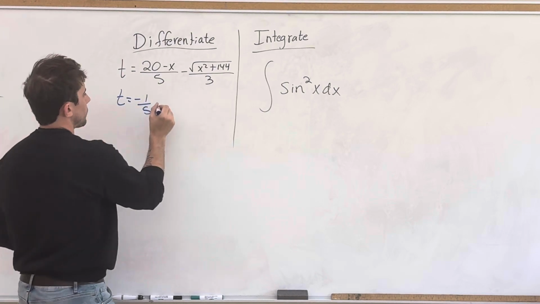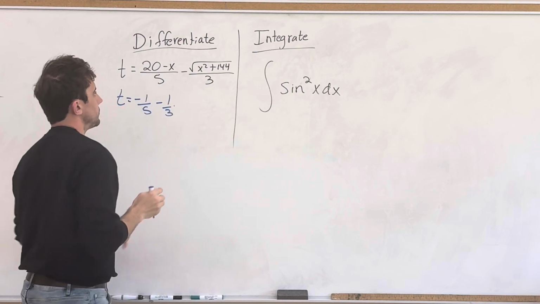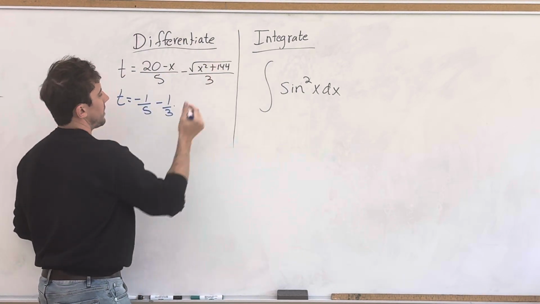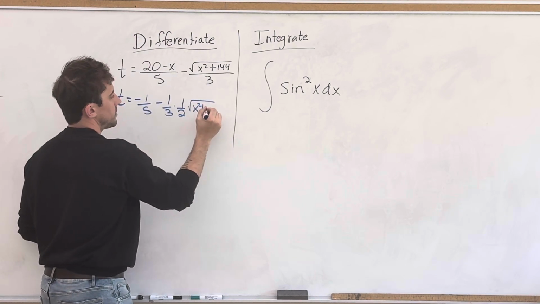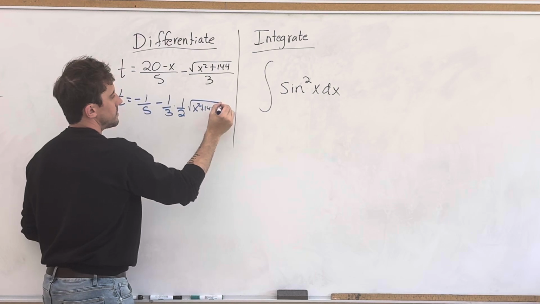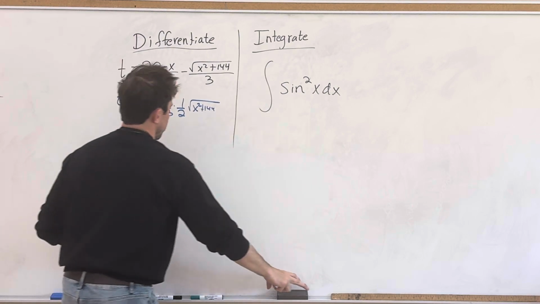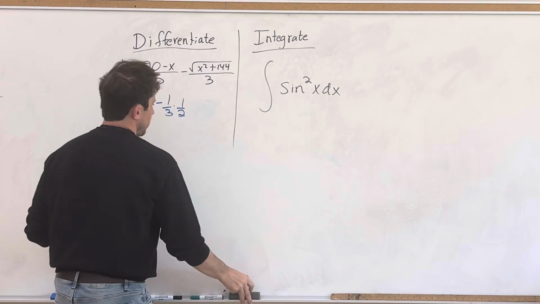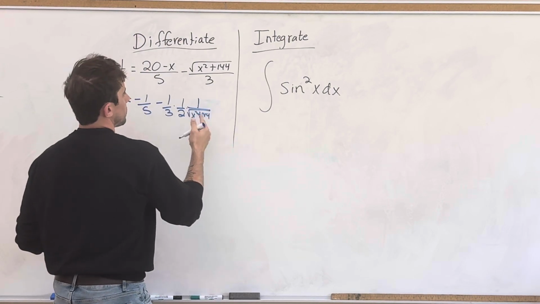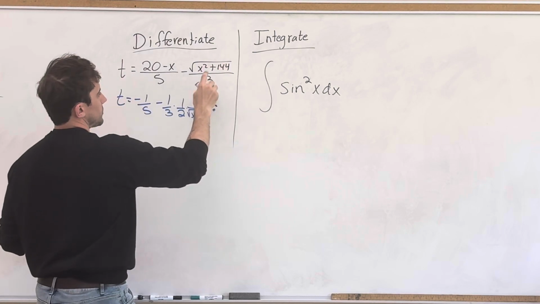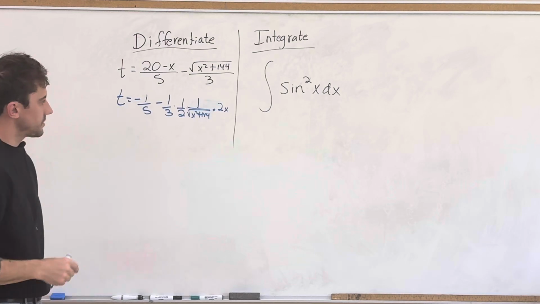And then here, I'm going to leave the over 3 as a 1/3 in front. And then the square root is the same as an exponent of 1/2. So I'll do times 1/2, the square root of x squared plus 144. Or rather, that's 1 over that. I was going to do the power negative 1/2, times 1 over the square root of x squared plus 144, times, by the chain rule, the derivative of the stuff underneath the square root. That is the derivative of x squared plus 144, that's 2x.